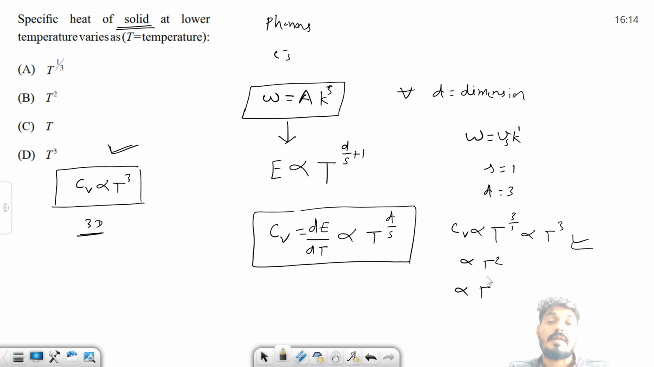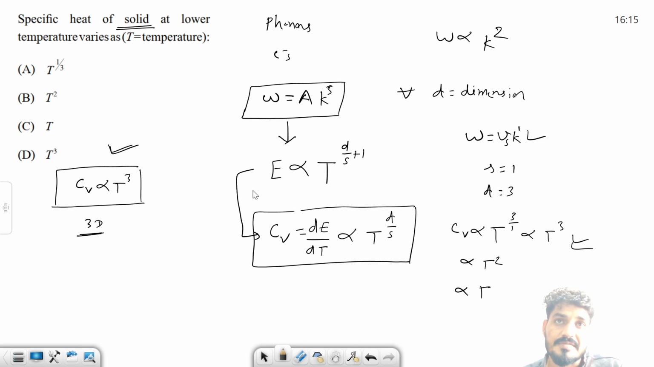Right? Sometimes they may ask with some other things also, like they can give any dispersion relation. Let's suppose instead of this dispersion relation they give you omega as, let's suppose, k to the power 2. Show it for that. How will we do it? So just always use these two things. And sometimes they may ask about energy as well. Instead of specific heat, they will ask the dependency of energy on temperature. Fine? Okay then. Let's see the next question.